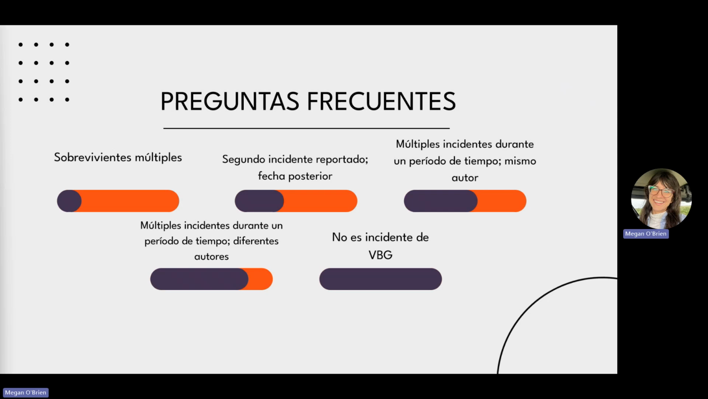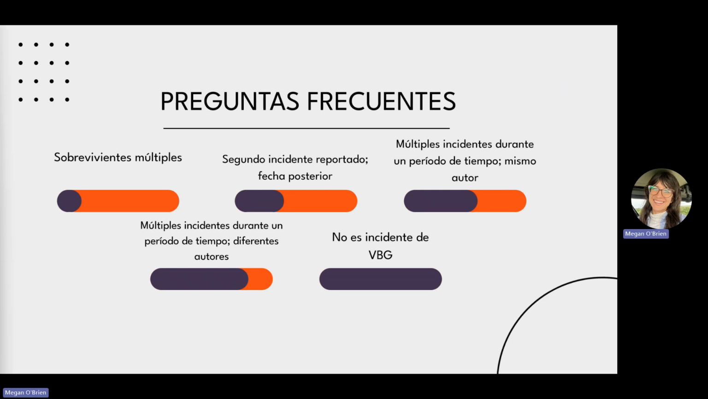The answer here is that each survivor is receiving individual case management support, and therefore each survivor is filling out, or you're filling out on their part, an intake form for each one of them individually. So each survivor would have their own GBV type classified.